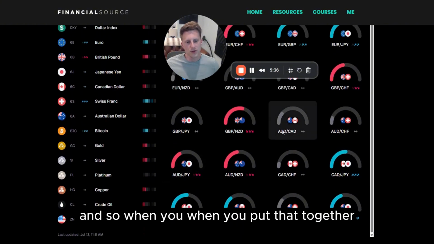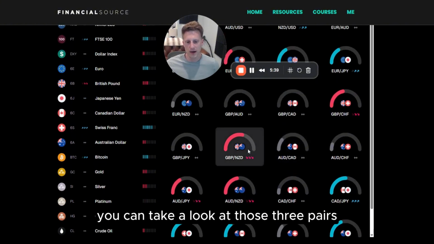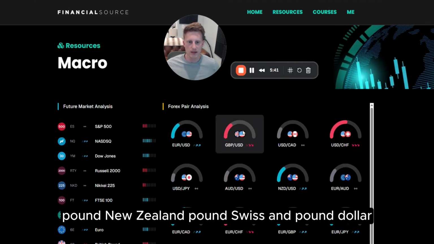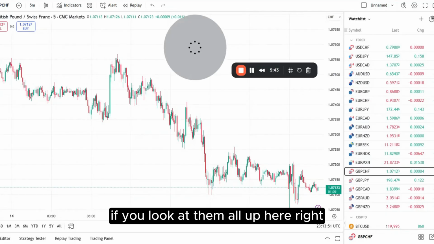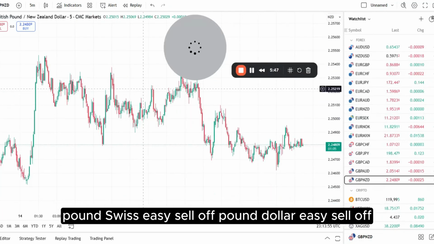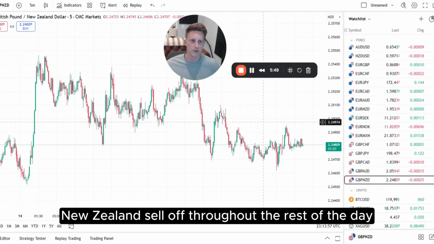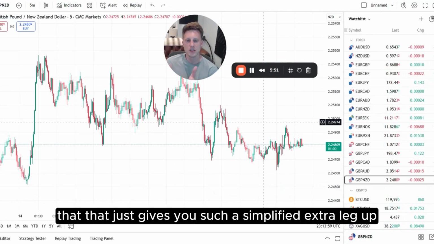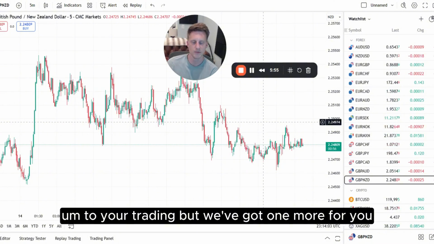And so when you put that together, you can take a look at those three pairs: pound New Zealand, pound Swiss, and pound dollar. If you look at them all up here, right? Pound Swiss, easy sell off. Pound dollar, easy sell off. Pound New Zealand, sell off throughout the rest of the day, right? That just gives you such a simplified extra leg up to your trading.